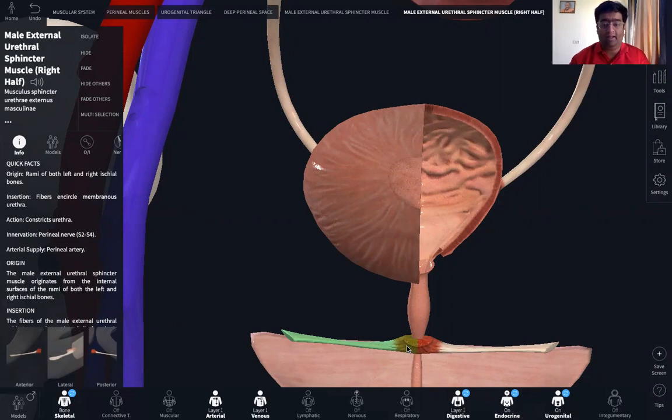I repeat, I clarify again. The external urethral sphincter is voluntary, while the internal one is involuntary. Sphincters, for those who do not know, are basically involuntary circular muscles that can regulate the opening and closing of a certain junction. You'll have studied about the sphincters in the digestive system also, for example, the pyloric sphincter and the cardiac sphincter. There also, the function of the sphincter was to regulate the movement of food in a particular direction.